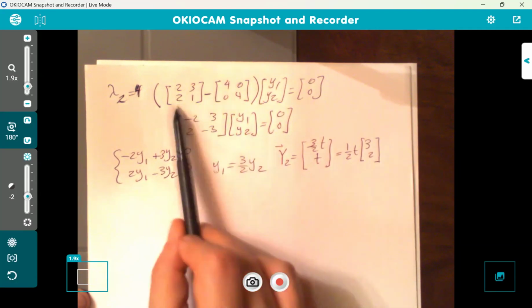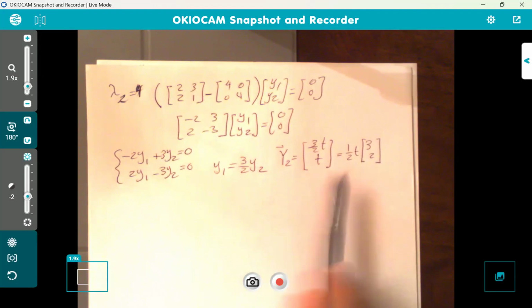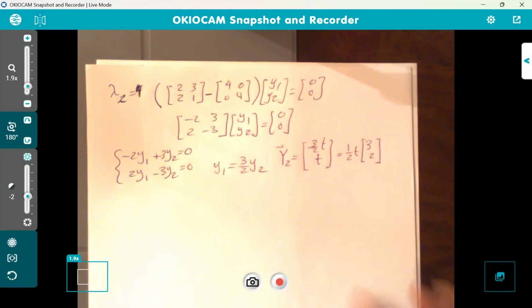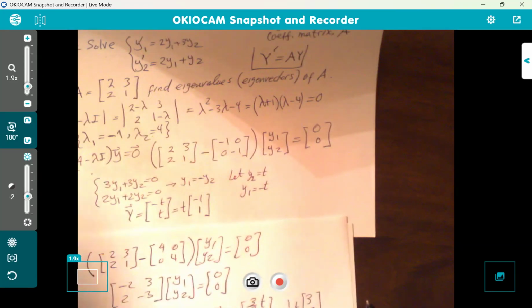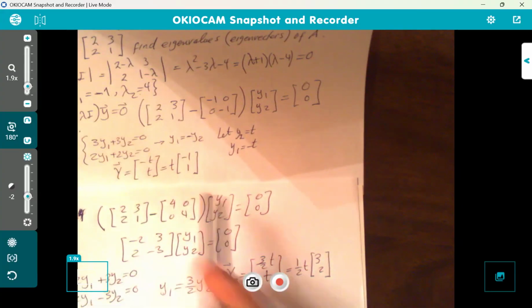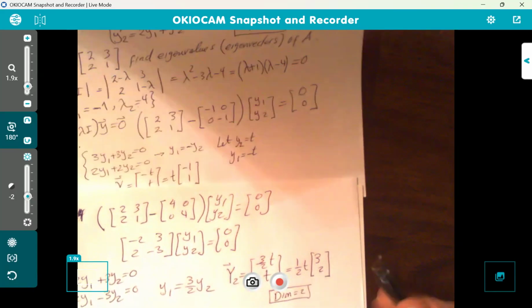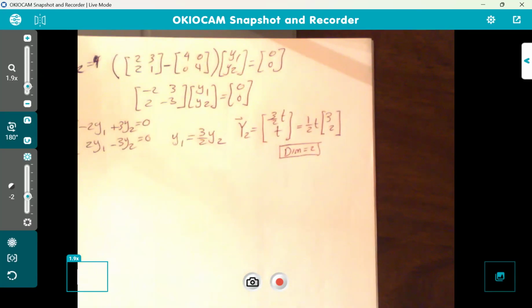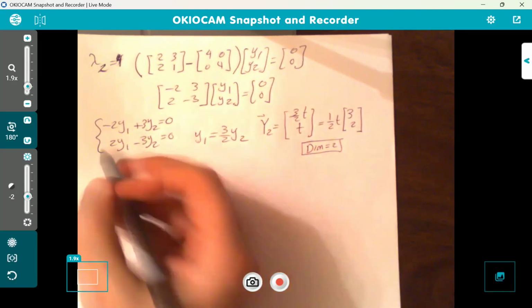Now, if you noted, A was 2 by 2, right? So we expect two linearly independent solutions, and you can see the dimension of this eigenspace. I have a vector in this one, and I had a vector in the previous one, right? We have a vector here, and we have a vector here. So the dimension is 2. The total dimension of the eigenspace of A is 2. And that means we have two linearly independent solutions.